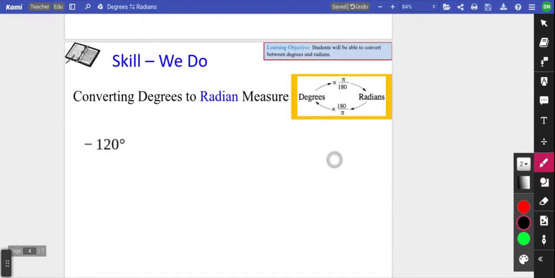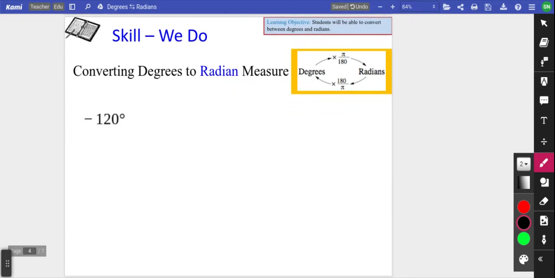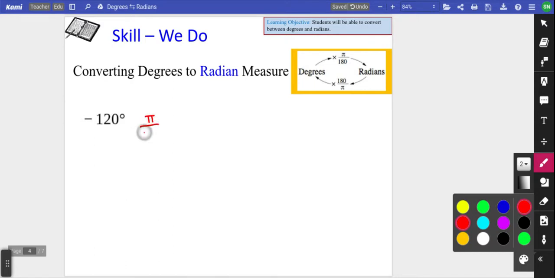Example number 2. Same technique works for negative numbers. We will multiply times pi over 180 since we're trying to go from degrees to radians. Make that negative 120 into a fraction. I know that 120 and 180 are both divisible by 60. 120 divided by 60 is 2. That's a negative 2 because we have a negative number. And 180 divided by 60 is 3.